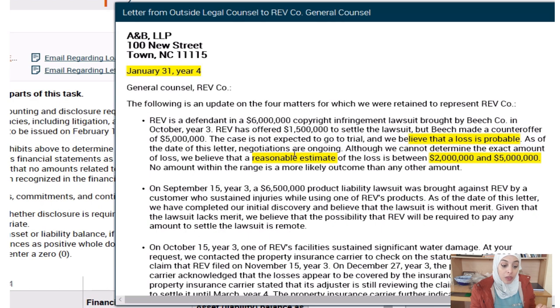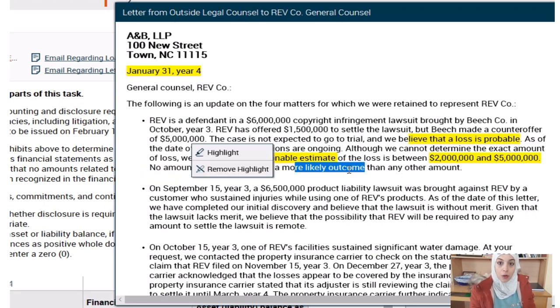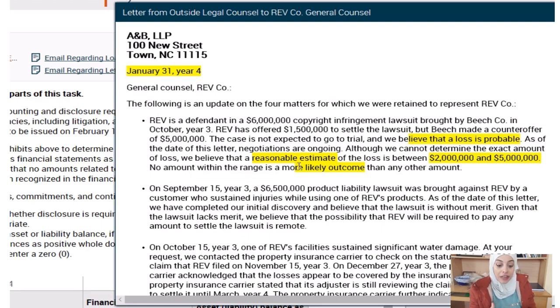And no amount within the range is more likely an outcome than any other amount. So there's no more likely amount. So we take the lowest amount, which is 2 million. We record the 2 million because there's no more likely outcome within this range. So we usually take the least amount and record it as a liability.